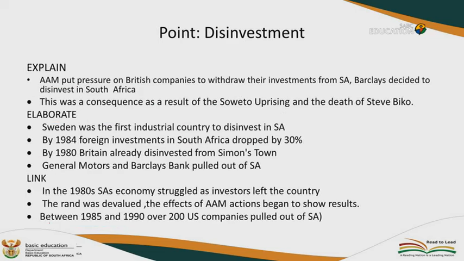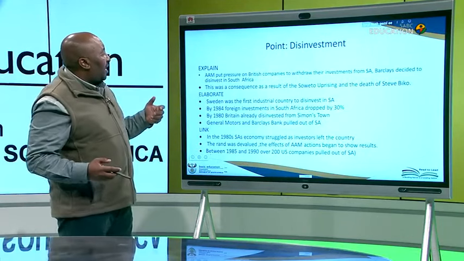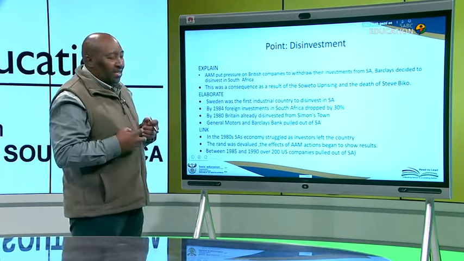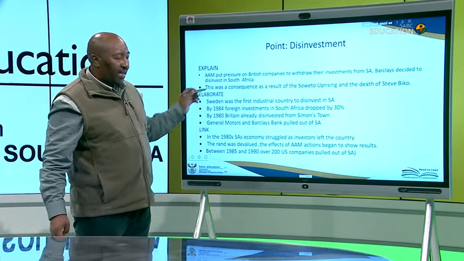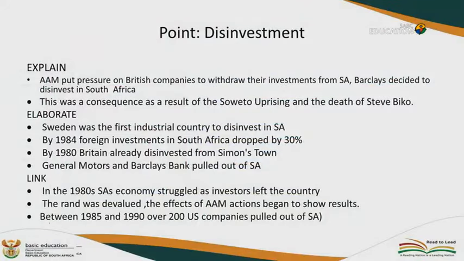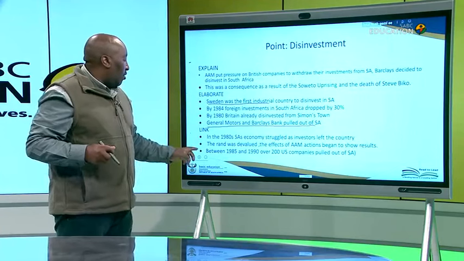Right. Then there's disinvestment as another point. Under disinvestment, the anti-apartheid movement put pressure on British companies to withdraw their investment. As an example, we've got Sweden, which was the first industrial country to disinvest in South Africa. In 1984, foreign investment started dropping, which means apartheid had a negative reception by the international world. General Motors and Barclays started pulling out of South Africa. These are examples of disinvestment. You first give a point, explain, elaborate, and link back to the question. In all your paragraphs, apply the PIEL system. You will not go wrong.